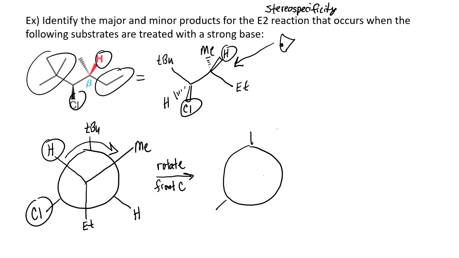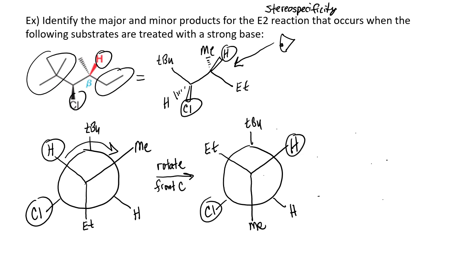Keeping the back locked in place. So my tert-butyl, my chlorine, my hydrogen. I'm rotating that hydrogen over there. My methyl comes down, and here's my ethyl. All right, now I have my leaving group and my beta hydrogen in an anti-periplanar configuration. The elimination can proceed here.